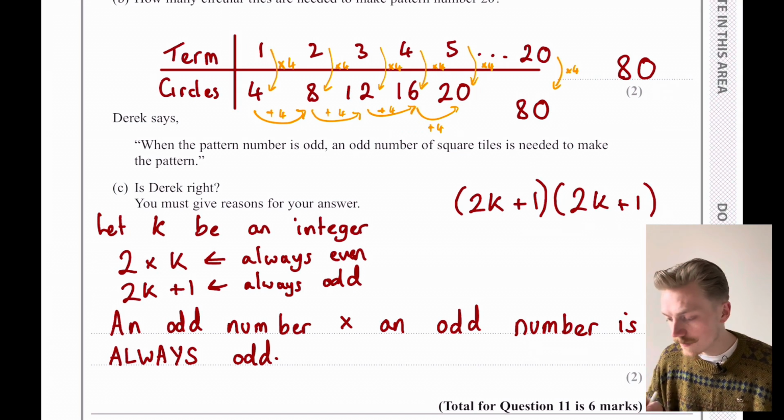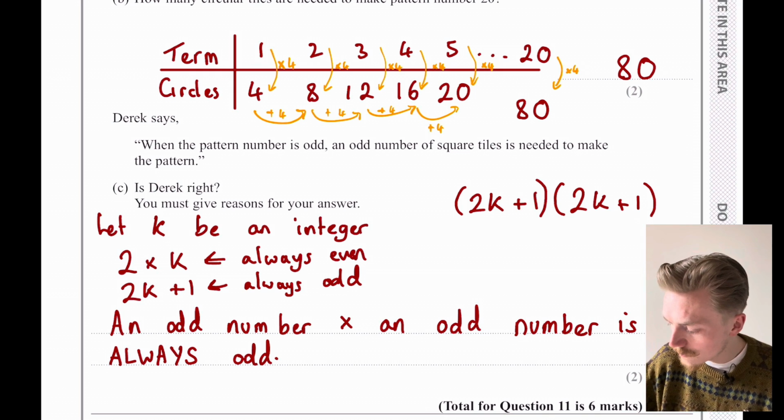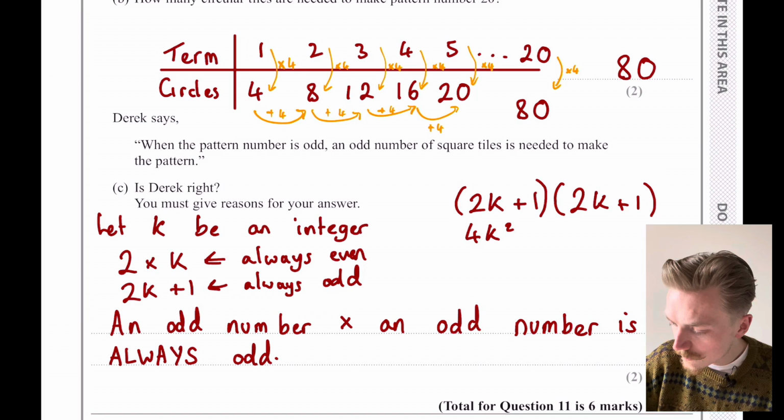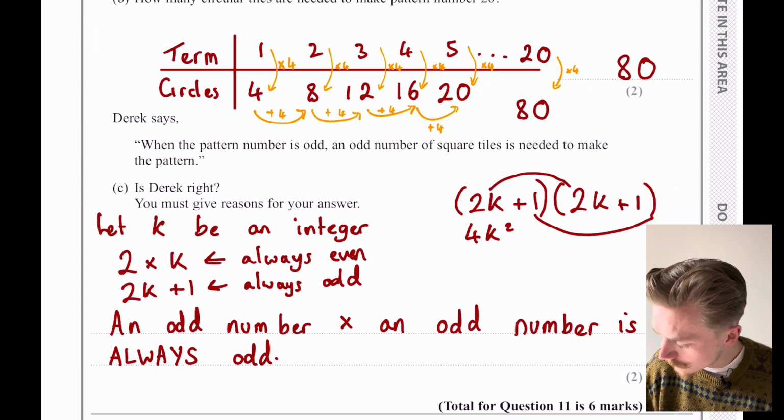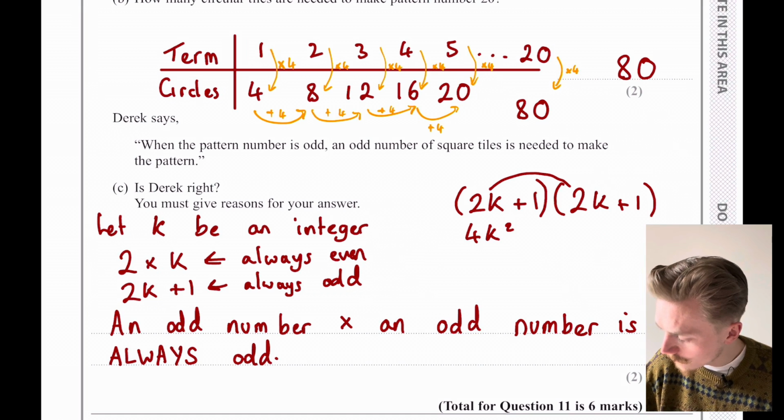If we expand these brackets, so we get 2K times 2K, that's going to be 4K squared. That was this one and this one. This one and this one is, 1 times 1 is 1. 2K times 1 is 2K. 1 times 2K is 2K. There we go.